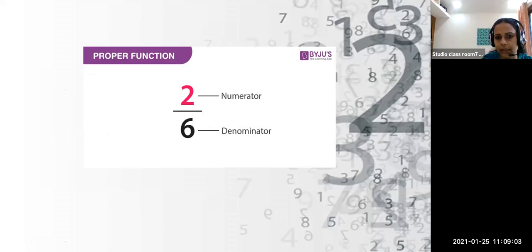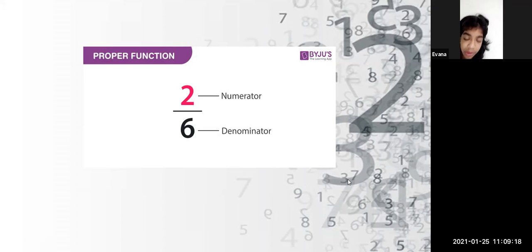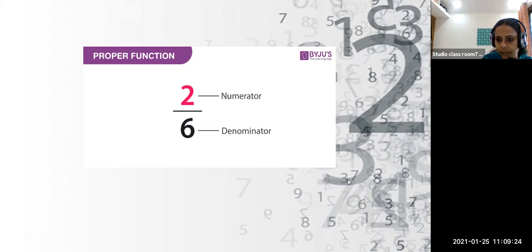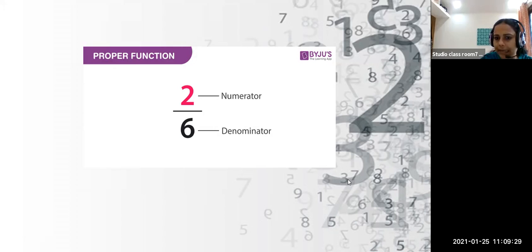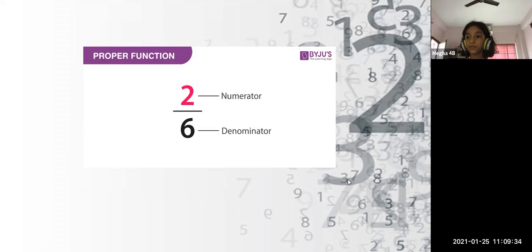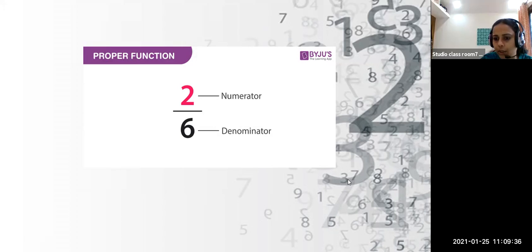Okay, now look here. What is the numerator here? I will ask one by one, don't say together. Ivana, can you see which is the numerator here? 2 by 6 is the fraction given. Which is the numerator? 2. And which is the denominator? 6. Okay, Meka, which number is less? 2. So that means numerator is smaller than the denominator.